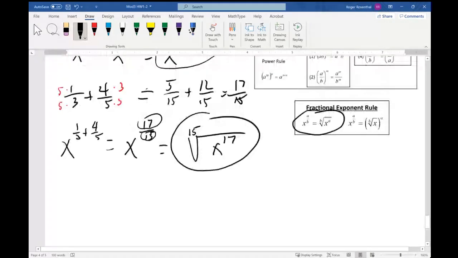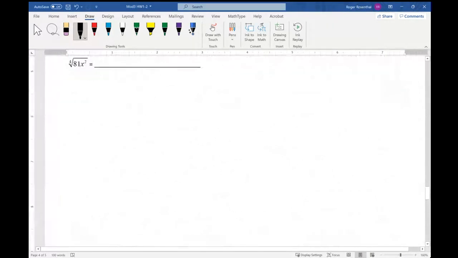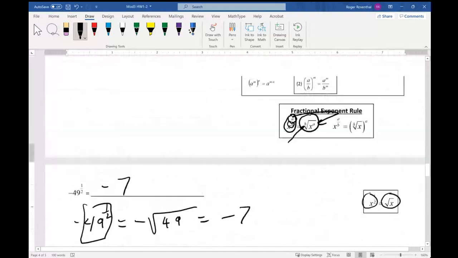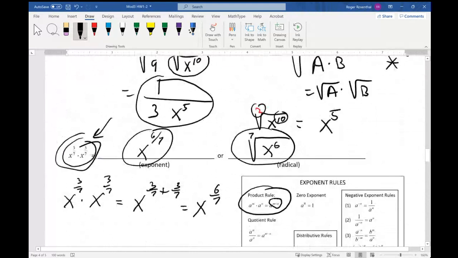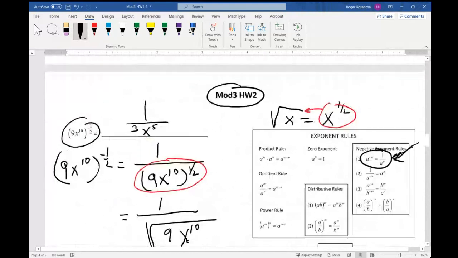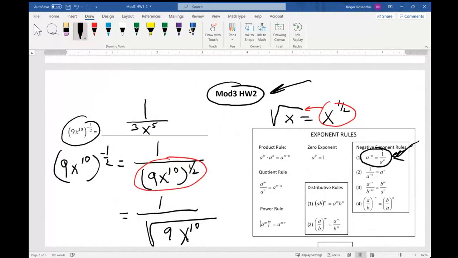Oh, and that's the end. So that's the end of module 3, homework 2, and we also did module 3, homework 1.